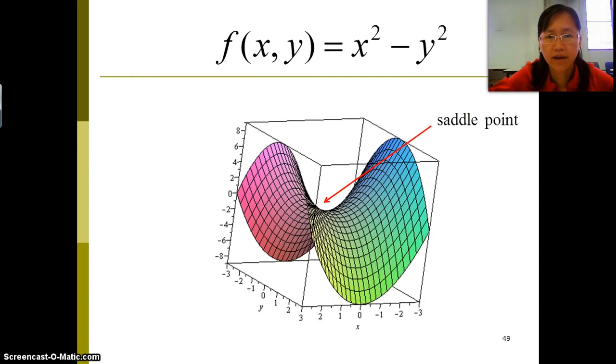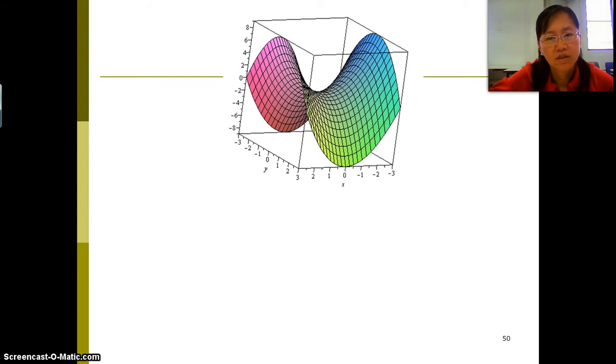The next graph shows that it has a saddle point. So how do we find the saddle point for these multivariable functions? What is a saddle point?